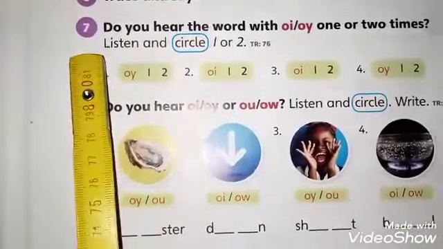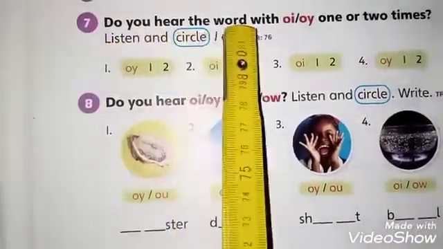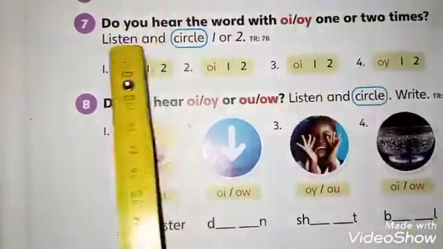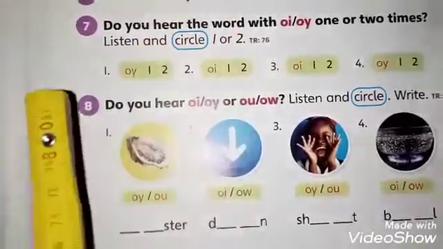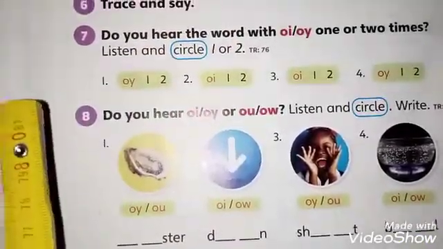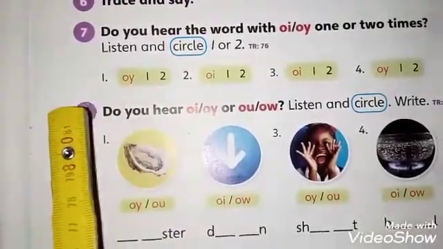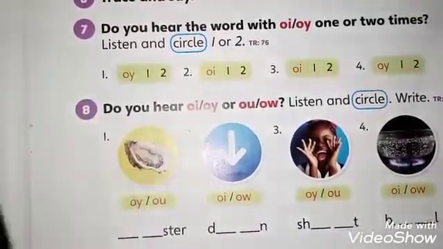Okay, we are going to the next activity, 7. It says, do you hear the word with OI, OY 1 or 2 times? Listen and circle. It means if you hear the word with OI twice, you're going to circle 2. And if you hear it just once, you're going to circle 1.